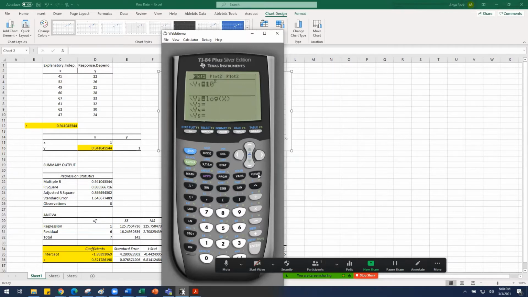Oh, excuse me, I forgot to clear out my other graphs here. Zoom 0. Okay, let's try zoom 3, zoom out.